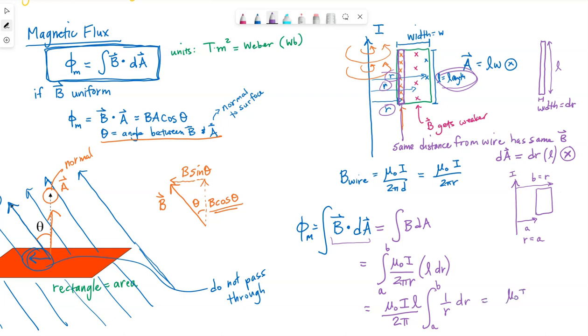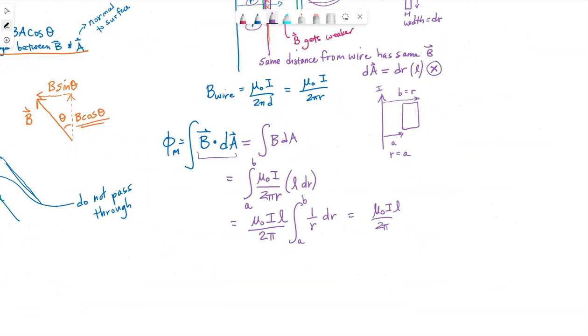So mu naught I L over 2 pi. The integral of 1 over R is natural log. So we get natural log of B minus natural log of A. So the magnetic flux through that rectangle ends up looking like this.